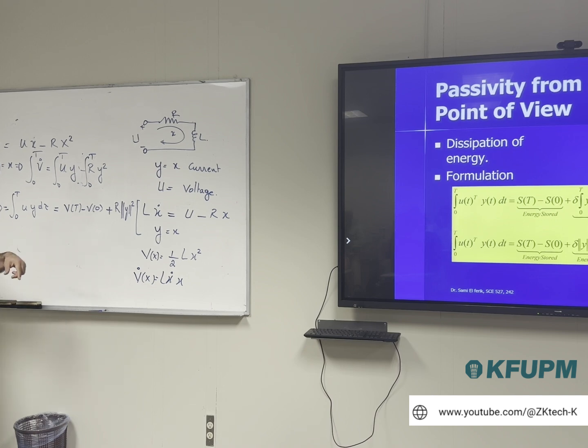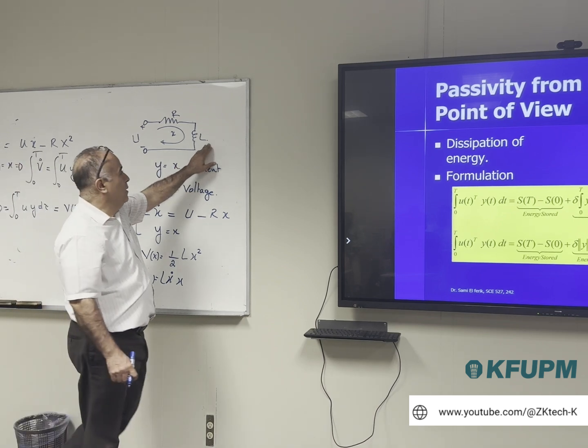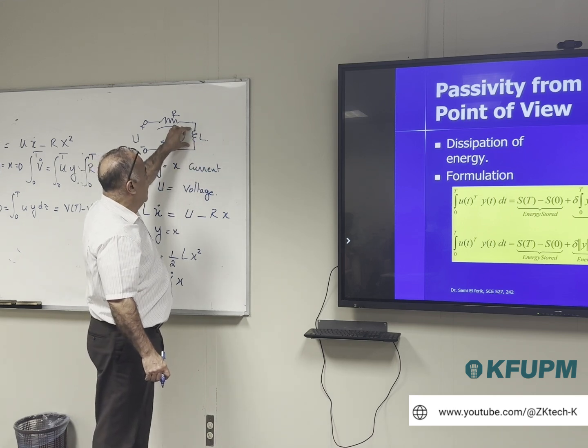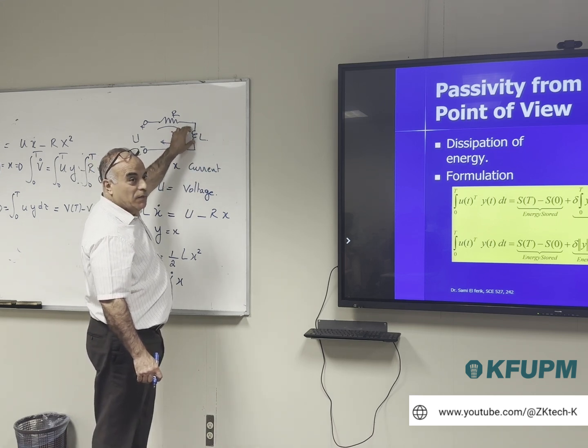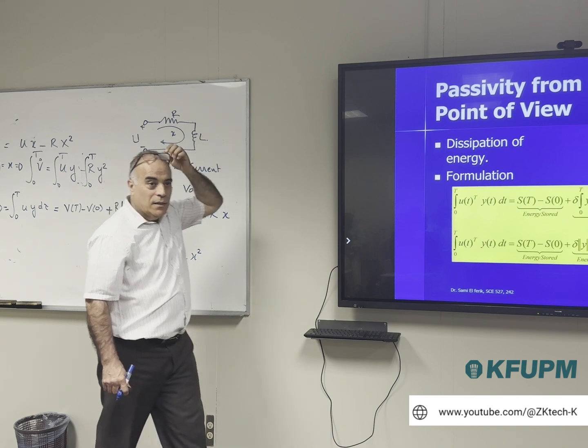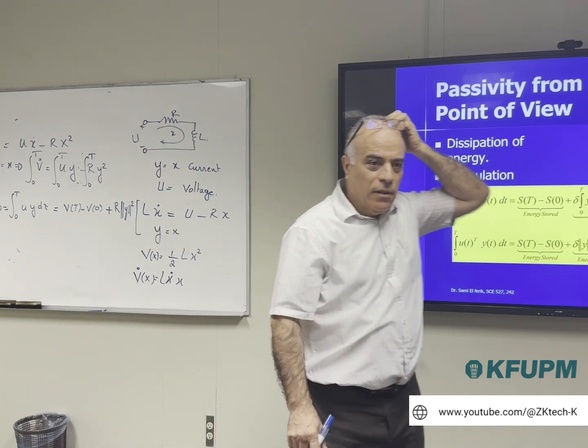We can add capacitance and do exactly the same thing. We are going to find similar equations. But for the capacitance, rather than L dI/dt, we have to define the voltage, and then C multiplied by the derivative of the voltage is the current.